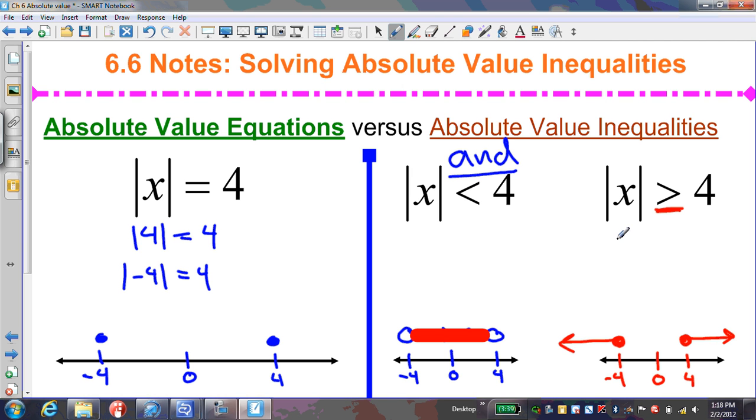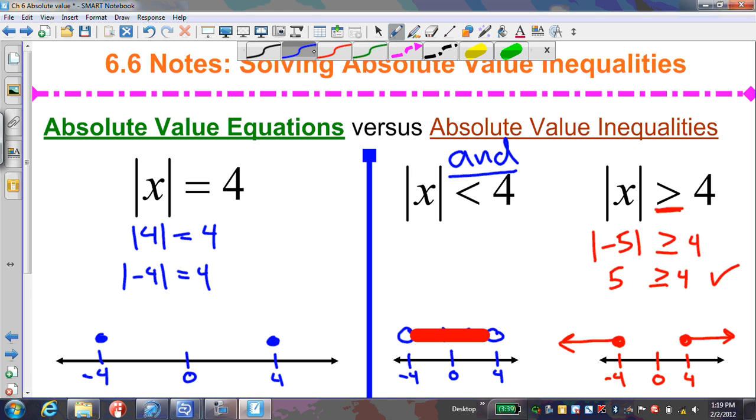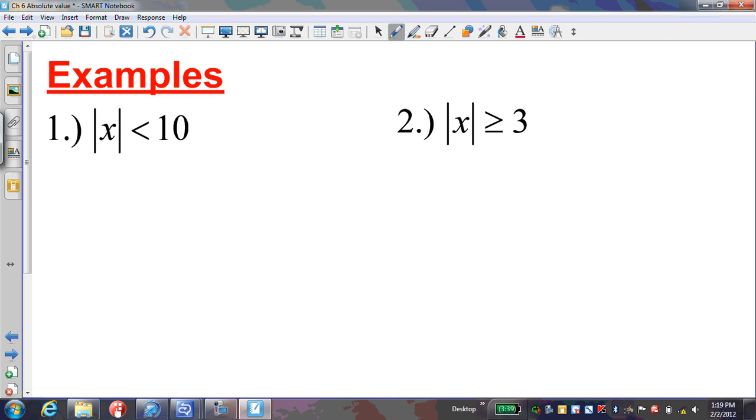Okay, so let's go ahead and take a look at an example. The absolute value of negative 5, is that bigger than or equal to 4? Let's see. The absolute value of negative 5 is simply 5. Is 5 bigger than or equal to 4? Yes, it is. Okay, and notice where that value is on our number line. That value is right here at negative 5, and notice it's in the arrow portion of the graph, so that's a good thing.